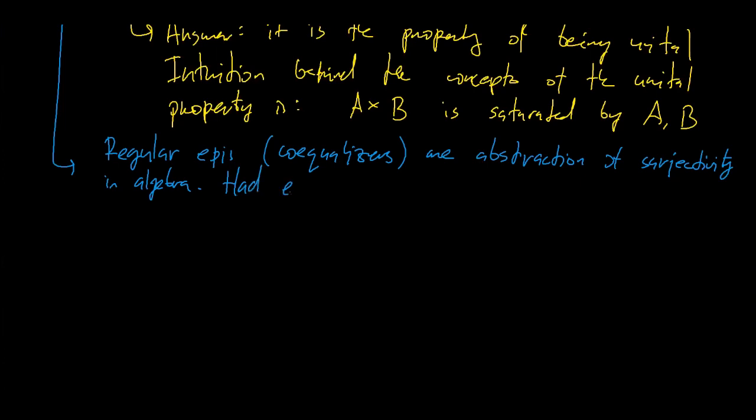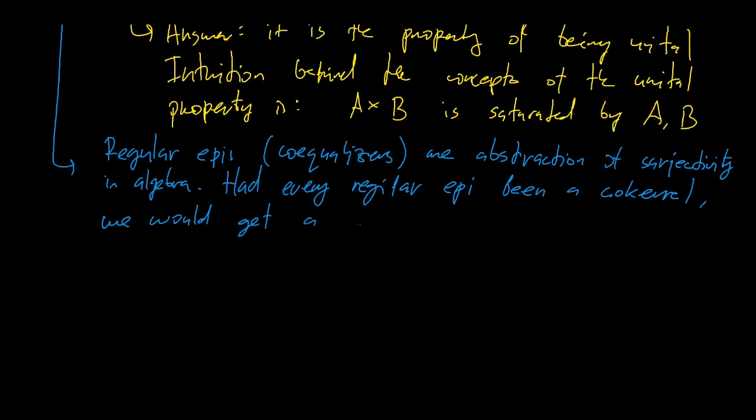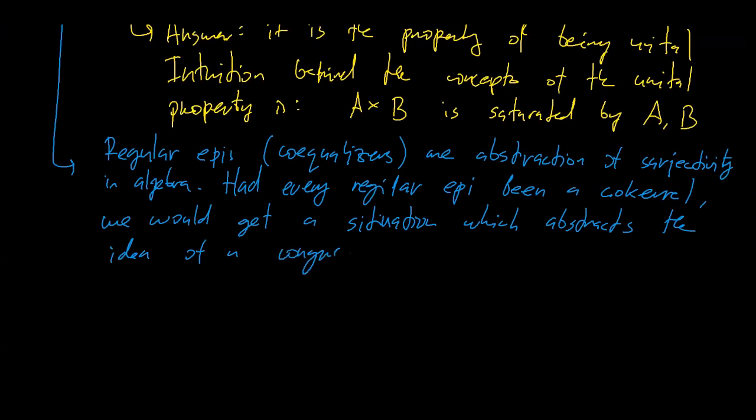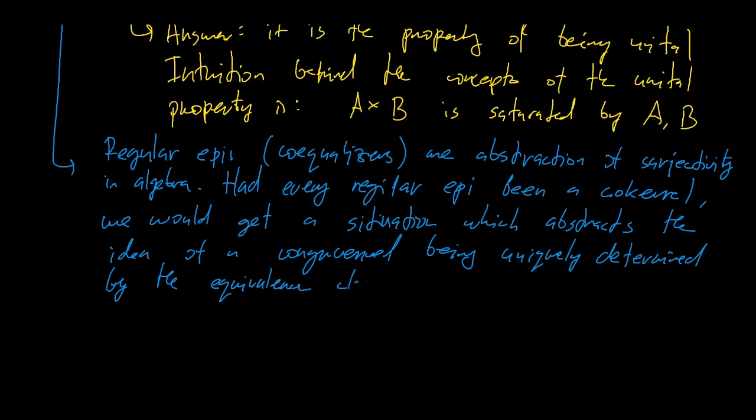Now, had every regular epi been a co-kernel of something, we would get a situation which abstracts the idea of a congruence being uniquely determined by the equivalence class of 0.